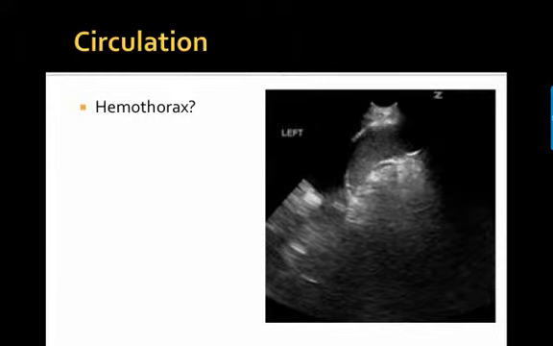Now, one other question we can answer with the FAST exam is whether or not there's a hemothorax. As you can see in this image on the right, this is of the left upper quadrant, and you can see the presence of a hemothorax here just above the diaphragm. This patient would need an immediate chest tube.